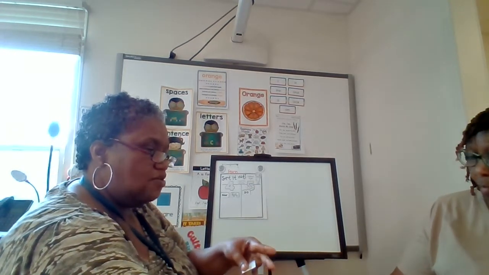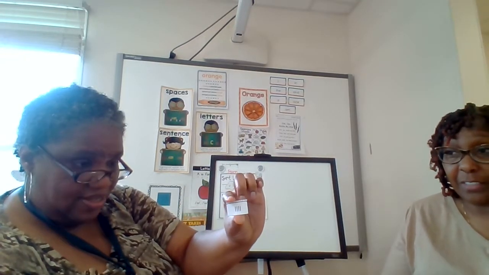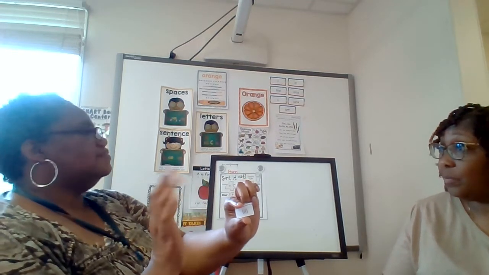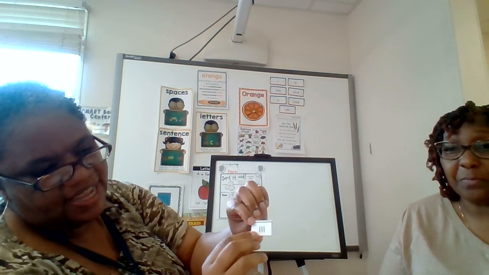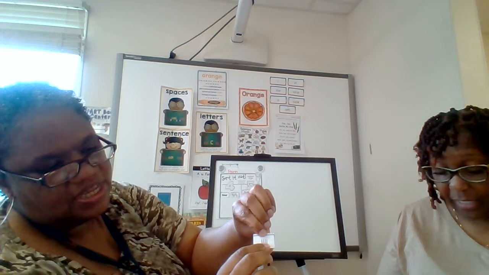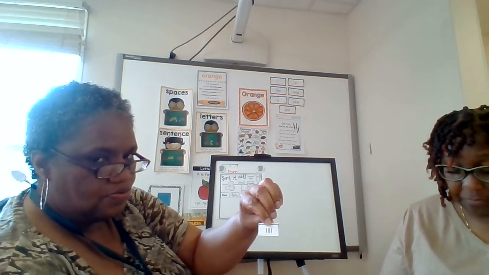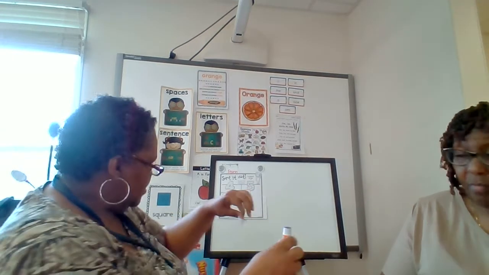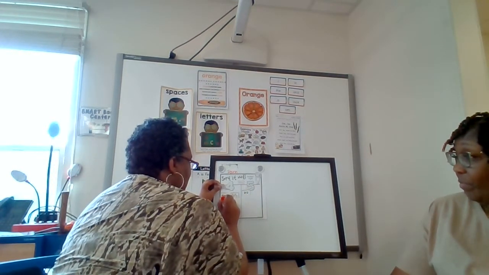All right. Now we have what we call tally marks. You may have seen these. But let's count the tally marks. 1, 2, 3, 4. So where are we going to put the tally marks? Under the number 4. Good job.